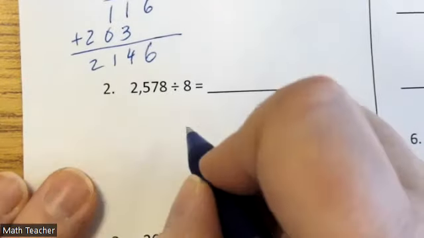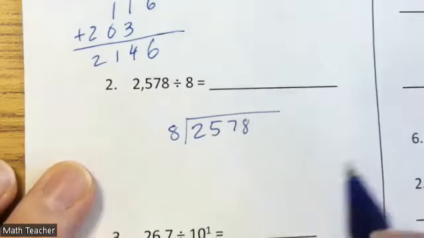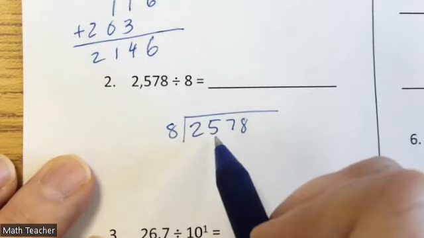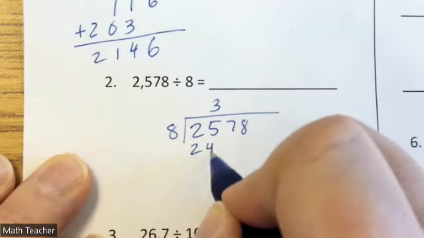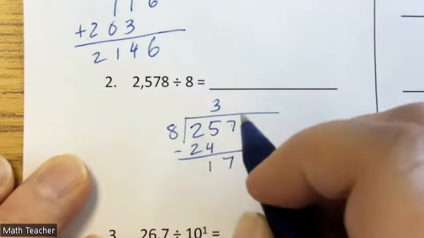Okay, number 2, we have 2,578 divided by 8. 8 is too big to go into 2, so we cannot write anything above the 2. It can go into 25 3 times. 3 times 8 is 24. 25 minus 24 is 1. Bring down the 7.